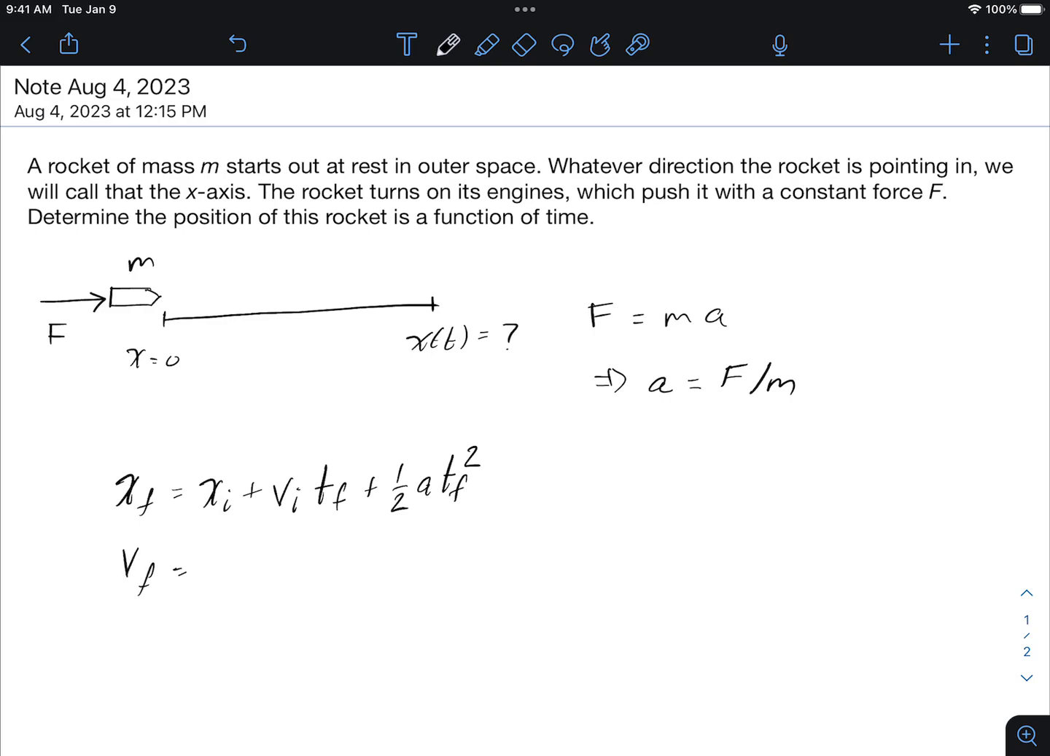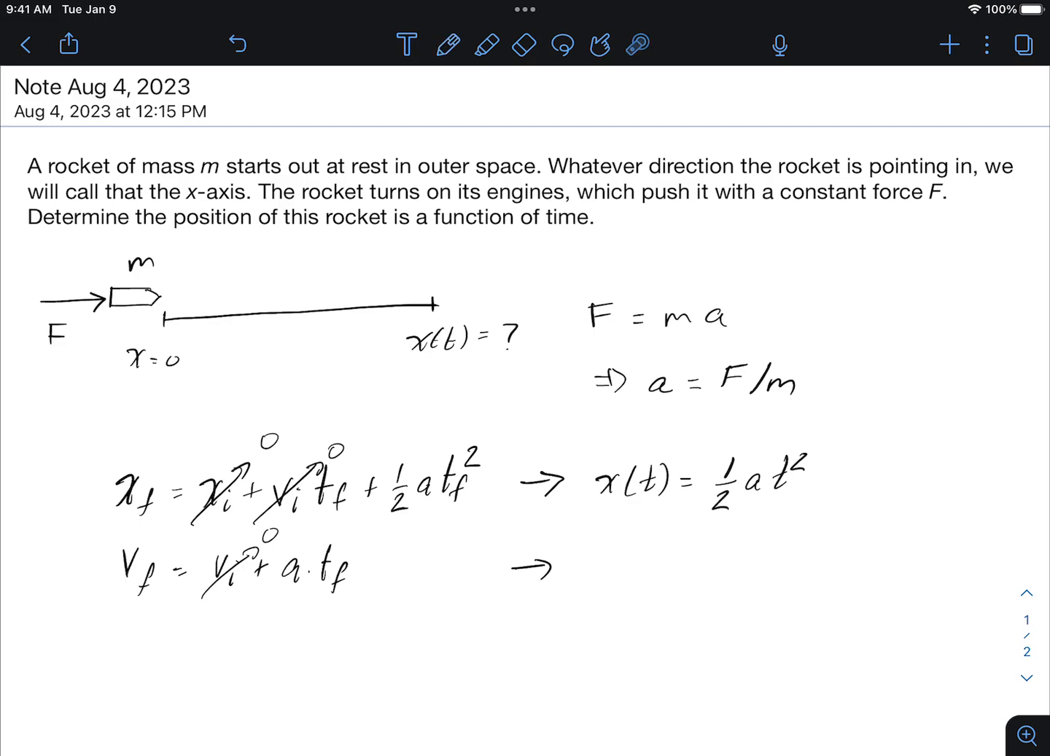And same thing for the velocity. And so now what we can do is we can go ahead and use our picture to replace the various things that we know in this equation. So we are interested in a final time t, just some arbitrary time t. So x of t, that's the final position, is going to be equal to the initial position, which is 0, right? So that's 0. The initial velocity, that's 0. So this is going to be 0 as well. And so we are left with 1/2 a t squared.